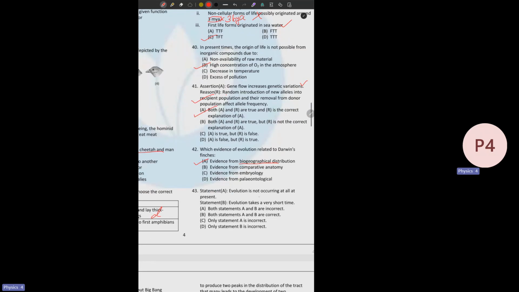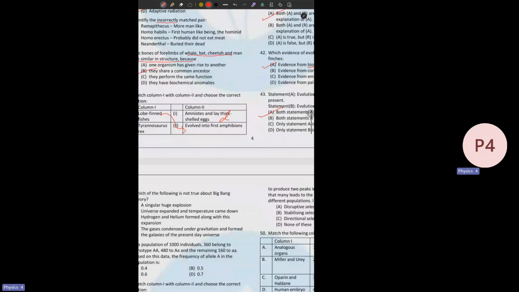Statement A: evolution is not occurring at all at the present. No, totally wrong. Evolution takes a very short time. No, this is also wrong. So A is the correct option.